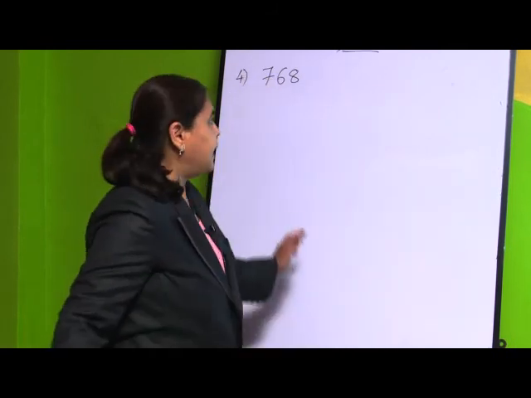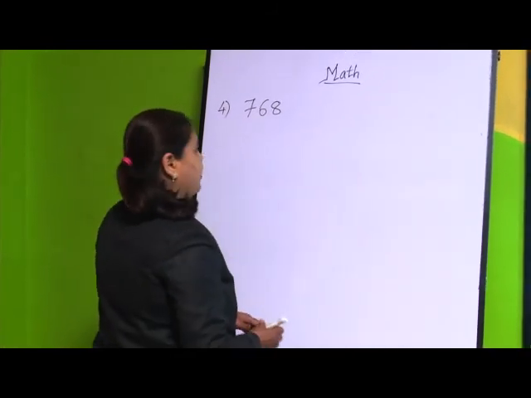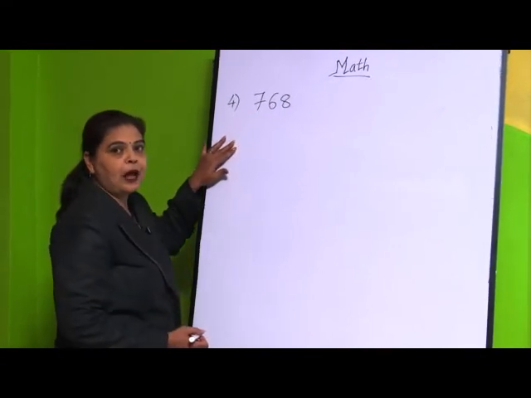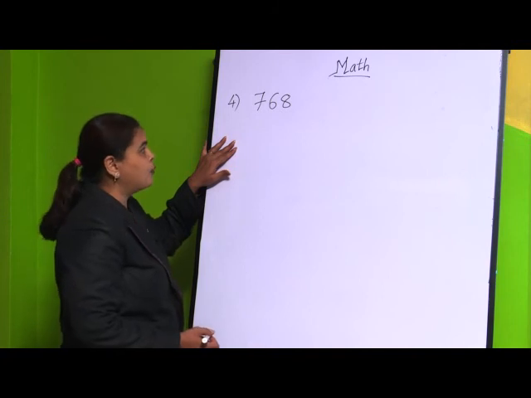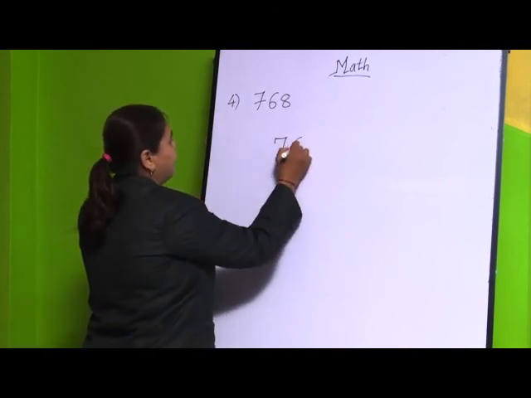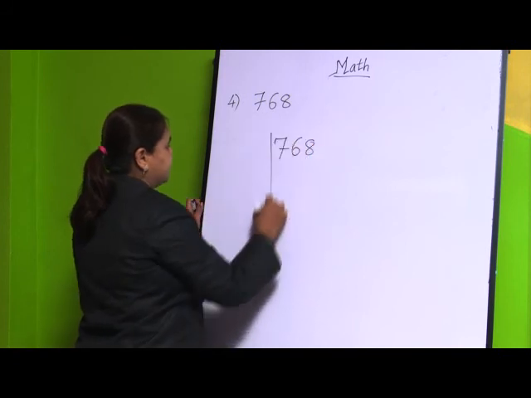So, the number is 768. We have to write it in exponential form. First we have to find the prime factorization. You know how to find the prime factors? Yes. So, we will start with the prime factors of this 768.